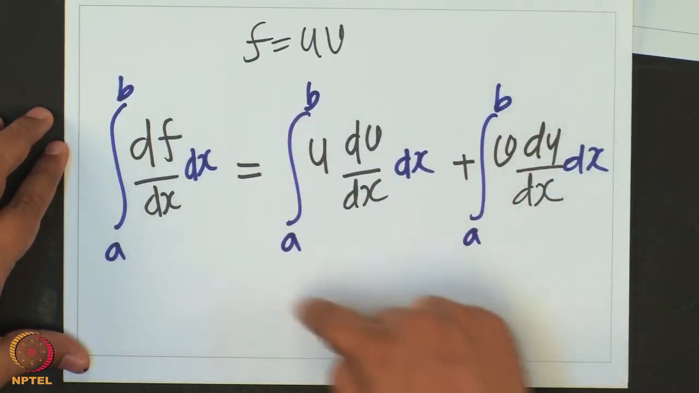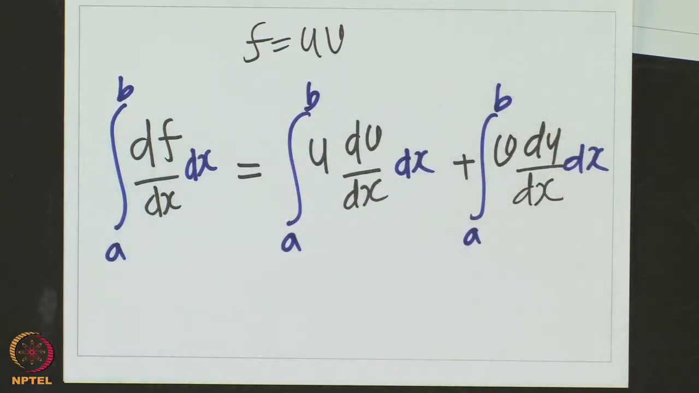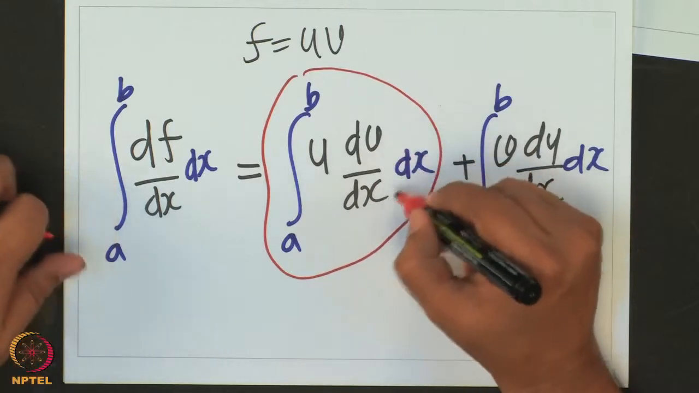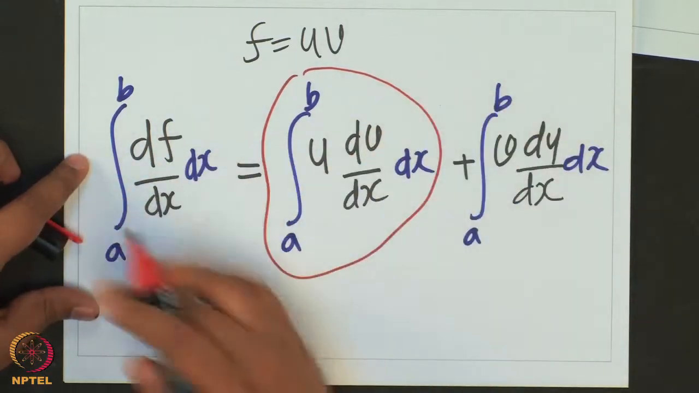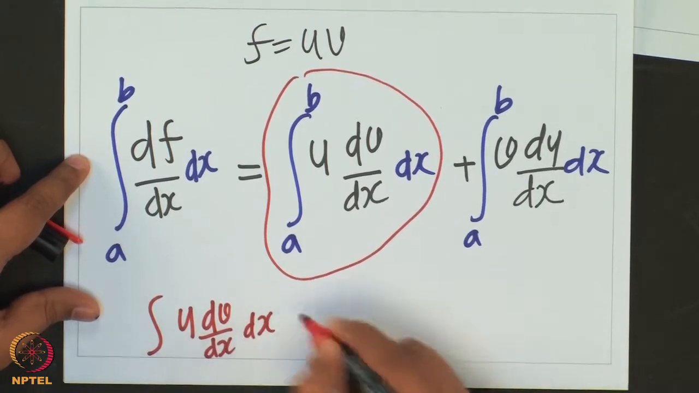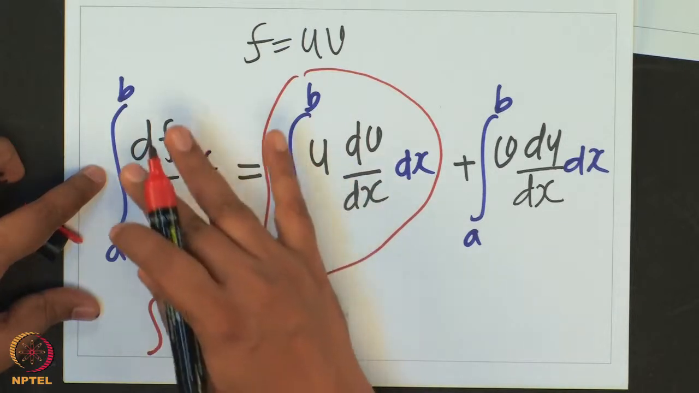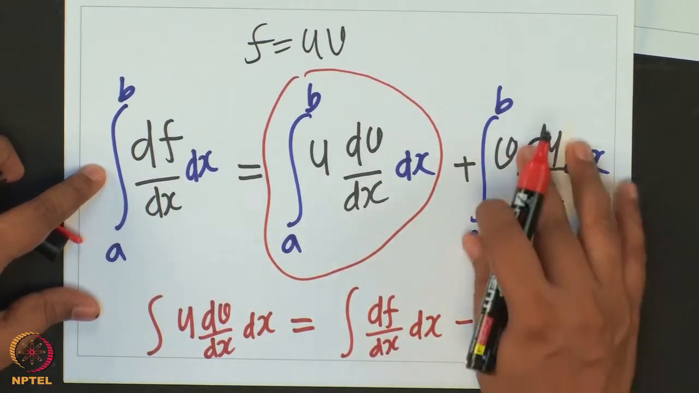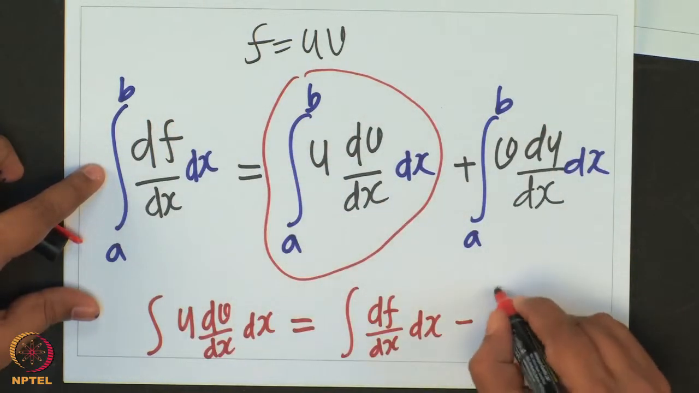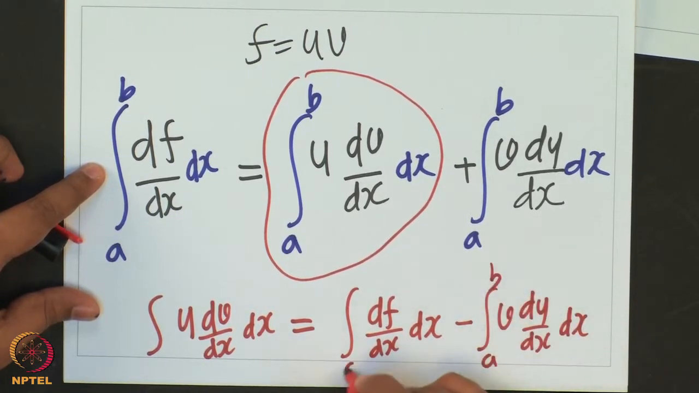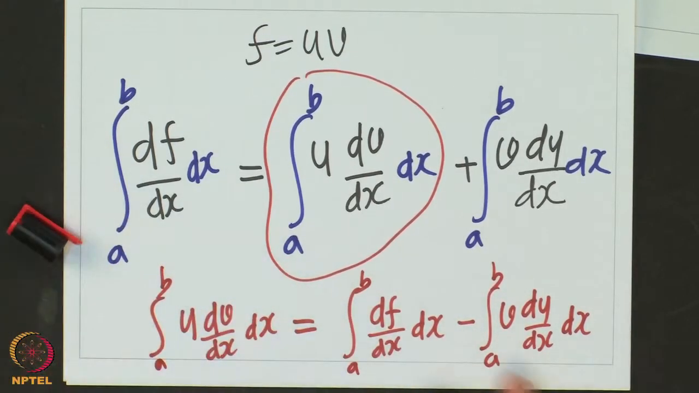Now if I want to just calculate this, integral of u dv by dx dx, I can take everything to this side and write integral of u dv by dx dx is equal to this integral, which is integral df by dx dx minus this term. I take this term to the left hand side, which will turn out to be v du by dx dx, and I can put a to b, a to b, a to b. This is an important formula, and this can be used to calculate integral of product of two functions.